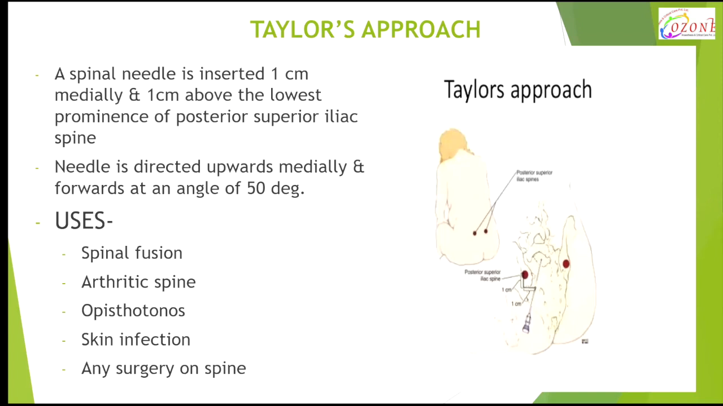The third approach is Taylor's approach. It is a modified paramedian approach utilizing the larger interspace, that is L5-S1. The spinal needle is inserted 1 centimeter medially and 1 centimeter above the lowest prominence of the posterior superior iliac spine. The needle is directed upwards, medially, and forwards at an angle of 50 degrees, as shown in this diagram.